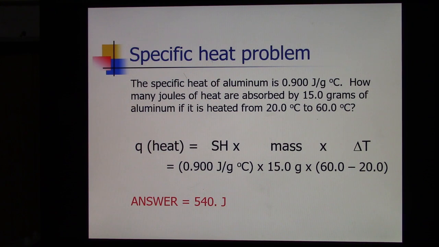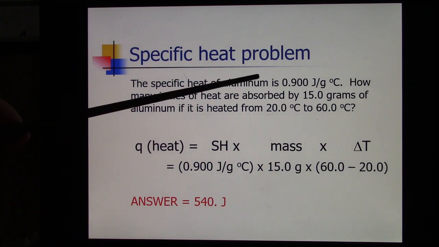Now here's a problem that you should be able to do. This is called a specific heat problem. Let's read it. Whenever you're doing word problems, as soon as you see the words specific heat, write down the specific heat formula. That's how you do word problems. As soon as you see something that looks familiar, write down the formula. The specific heat of aluminum is 0.900 joules per gram degree C. How many joules of heat are absorbed by 15 grams of aluminum if it's heated from 20 to 60?